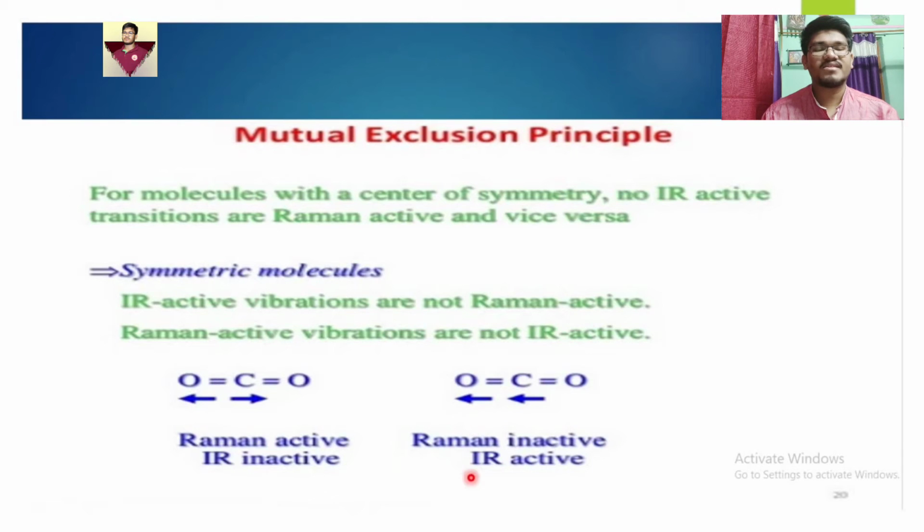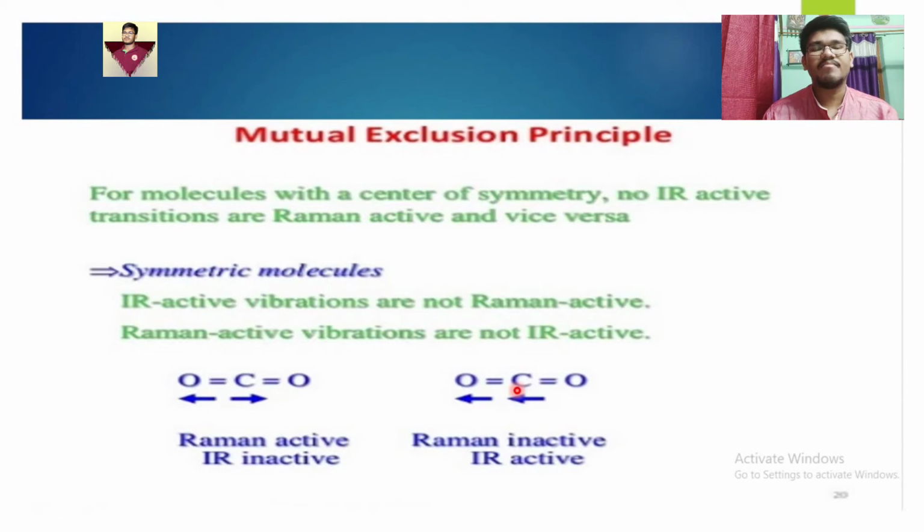So likewise this O can move in this fashion and this O can move in this fashion, or randomly they can move in any way. So in all those cases where there is an asymmetric vibration in the molecule, there will be no change in the polarizability. So if there is no change in the polarizability, then we call it Raman inactive.